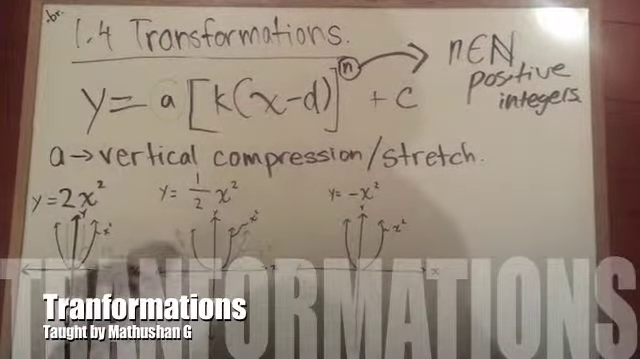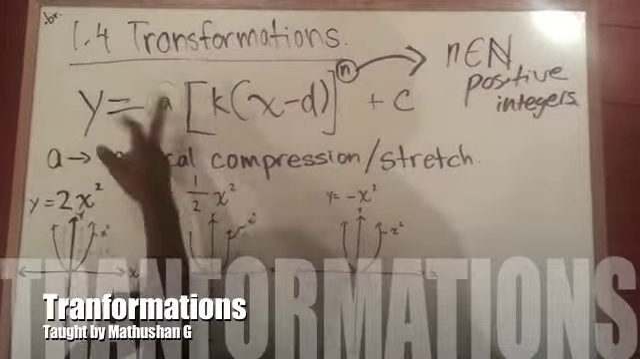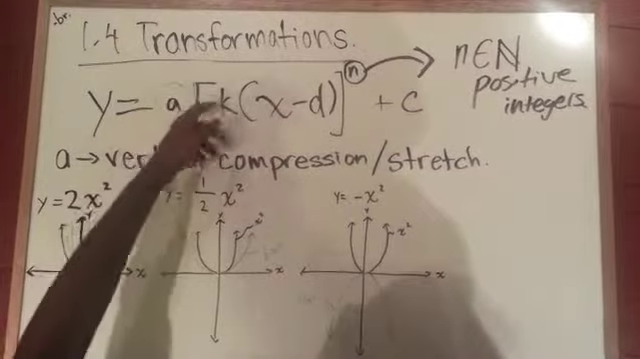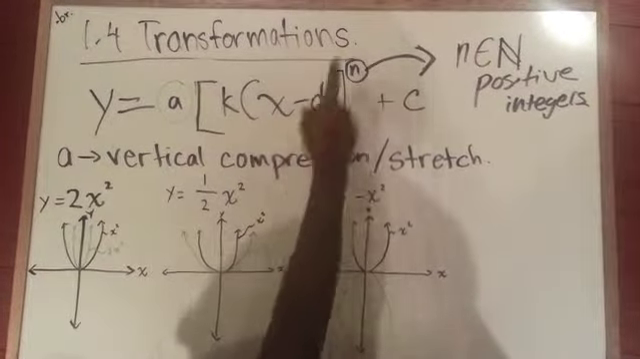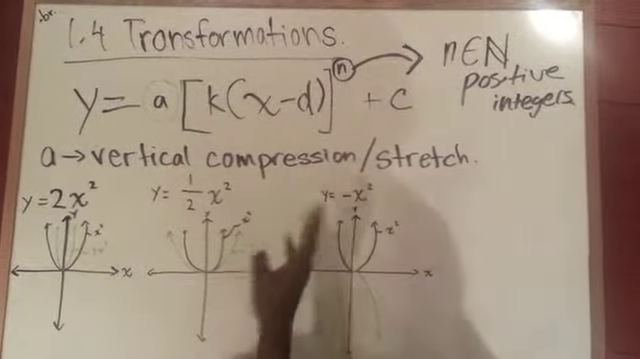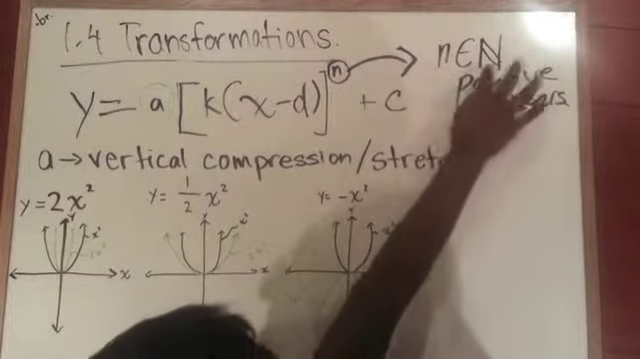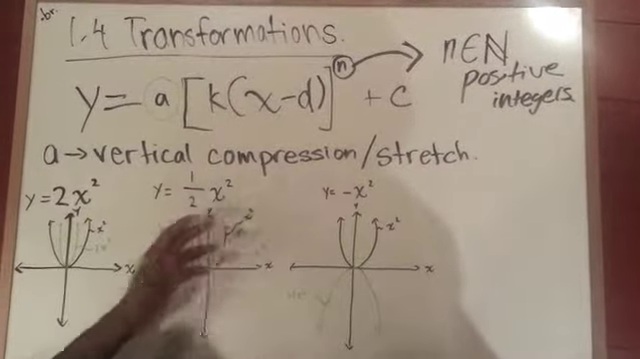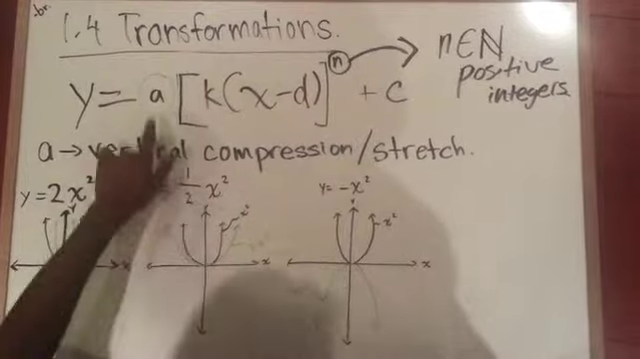So let's just go straight to the formula, which is pretty basic. We have y equals a, open bracket k, open bracket x minus d, close bracket, to the power of n, plus c. And keep in mind, n exists in all natural numbers. What this means is n can only be positive integers.